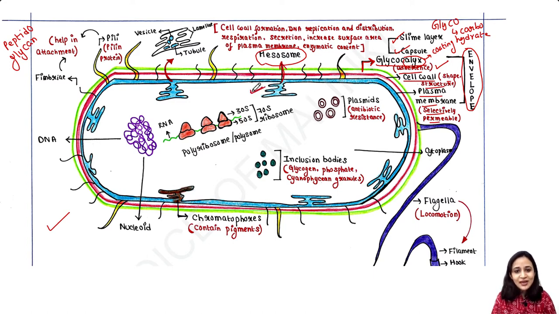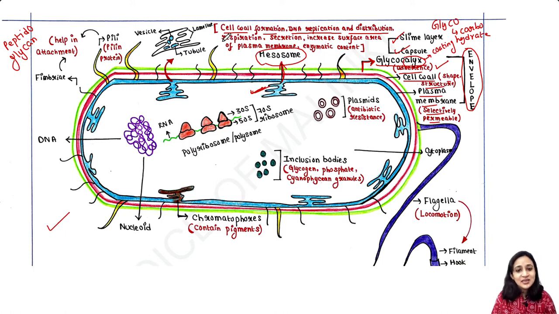Okay, next, this structure you can see, this is the mesosome. This is the infolding of plasma membrane and that is called mesosome. Mesosome is a very important structure in bacterial cell. First of all, mesosome helps to form cell wall. It helps DNA replication and distribution. How does mesosome help in DNA replication and distribution? I am explaining it in a moment.